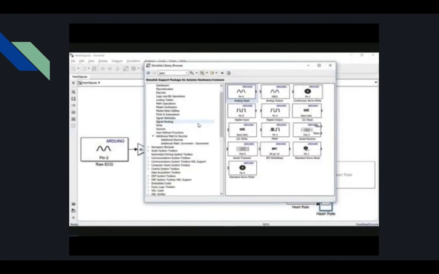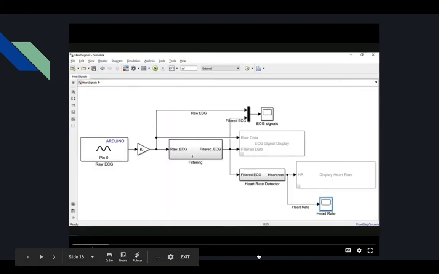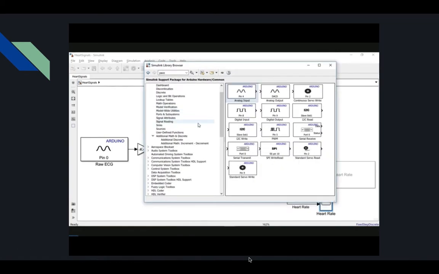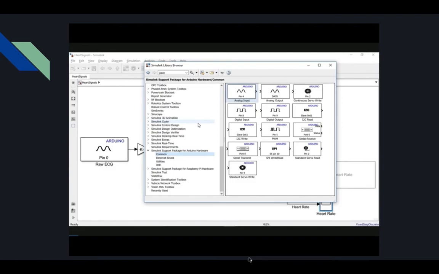ECG simulation. With the help of the MATLAB extension for Simulink and the sensor hardware unit, we have created a simulation which can calculate ECG. Here, we are using the Simulink library for Arduino support. We have created a circuit diagram which exactly replicates the hardware unit.